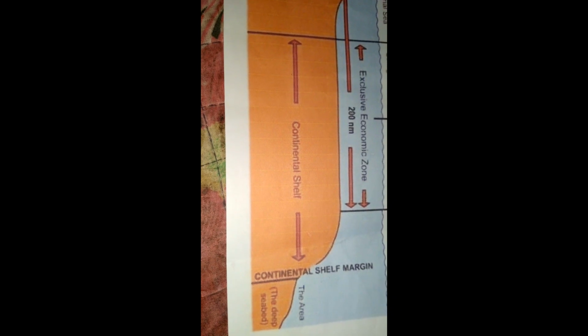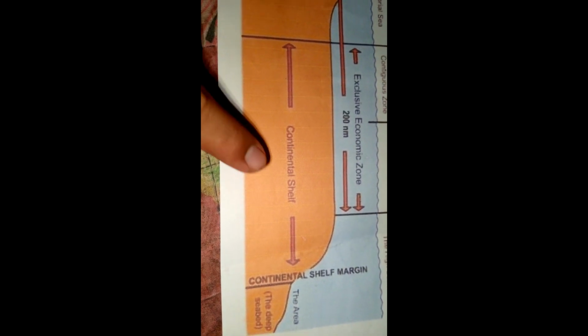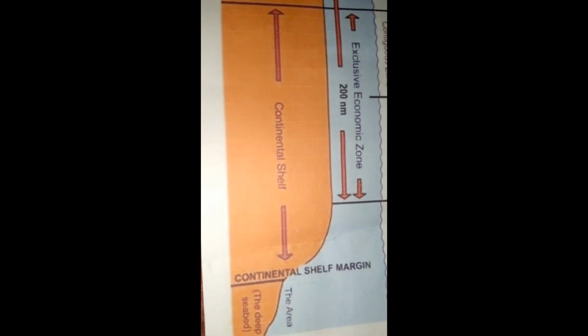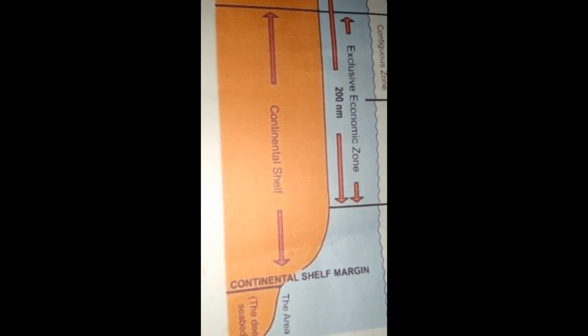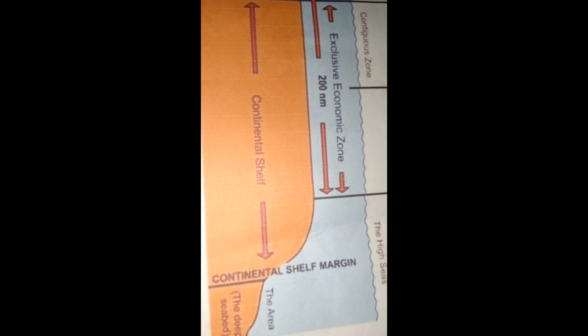Last but not the least, we have the continental shelf, which is the natural prolongation of a coastal state's land territory. With regards to the continental shelf, states have the sovereign rights to explore and exploit the natural resources of the continental shelf, including gas, oil, and minerals.